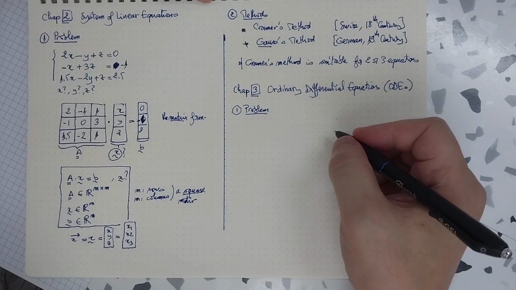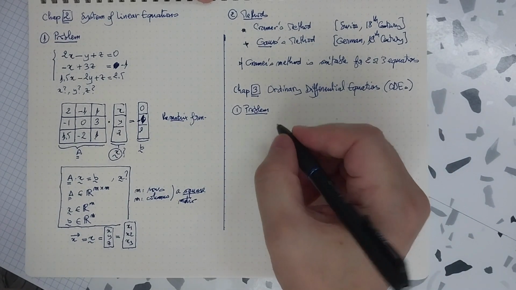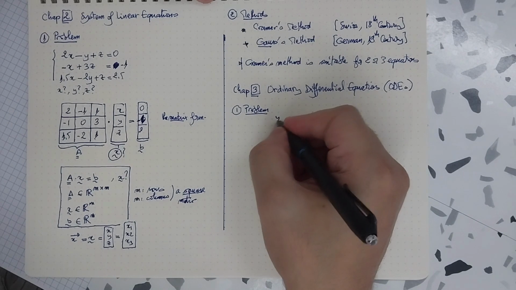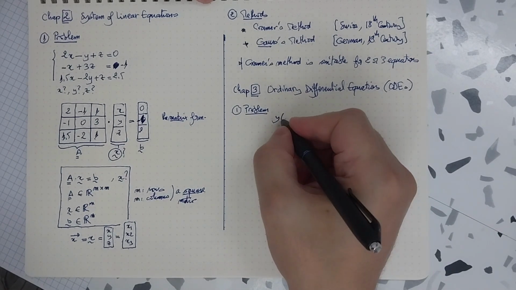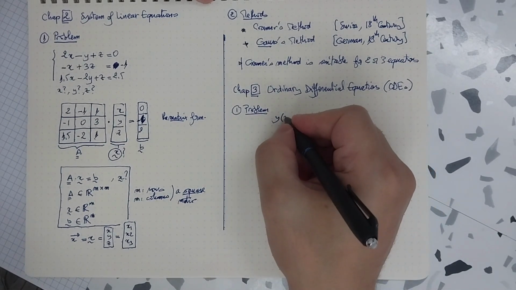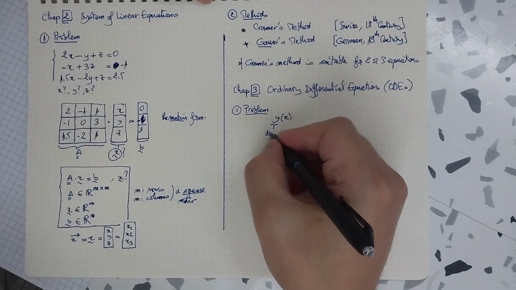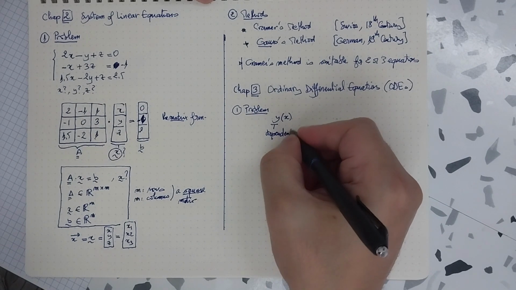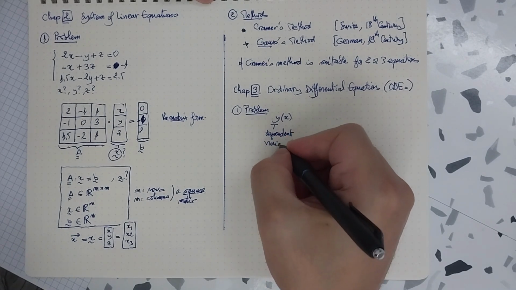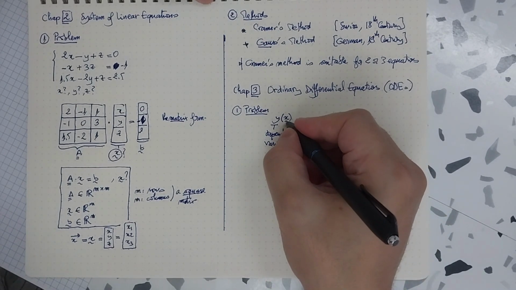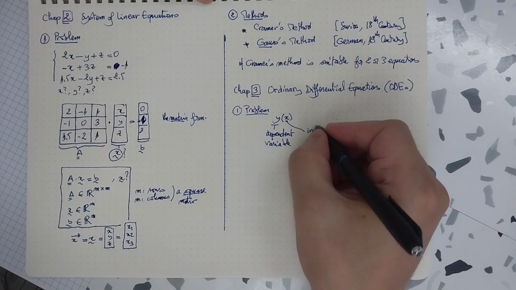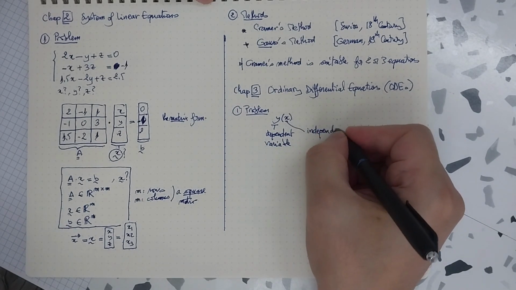Let us suppose we have a variable, a dependent variable, that is a function of an independent variable. Y is called the dependent variable, and X is the independent variable.